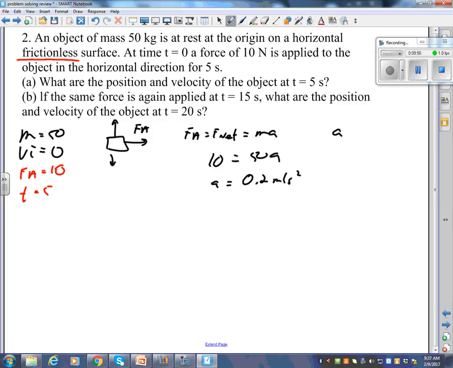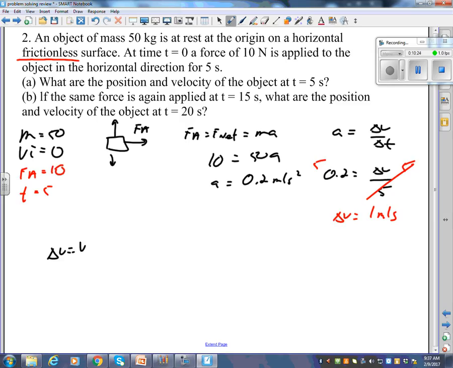Now you should be able to go a equals delta v over delta t. 0.2 is delta v over 5, and was this the part there, Austin, where you were asking me? Okay, so how do we solve that? You've got delta v divided by 5, so you're going to multiply both sides by 5. 5 times 0.2, in fact, I think is just 1 meter per second. Now, the next step is kind of optional.